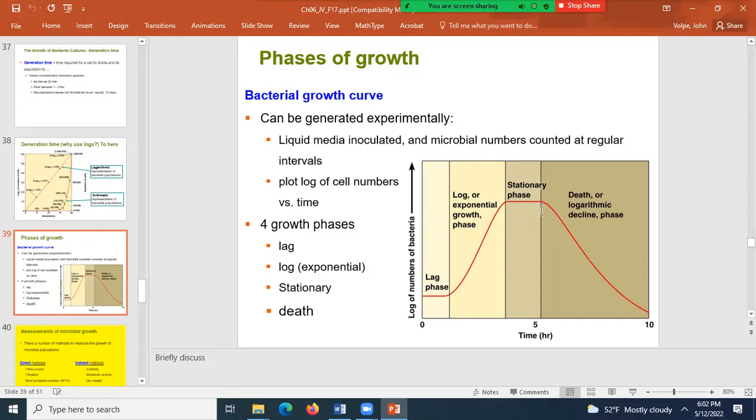In the next phase, the death or decline phase, there are more cells dying than there are cells growing. And so the population numbers decrease. Now, early in the death or decline phase, you do have some lucky cells growing, but there are more cells dying. And so the population decreases. Now, late in the death or decline phase, there are no cells growing. All the cells are either stationary or are dying.